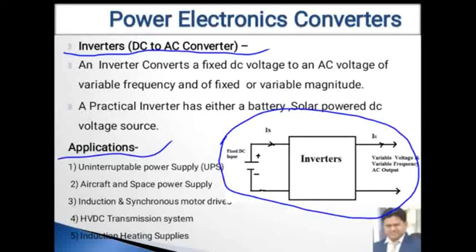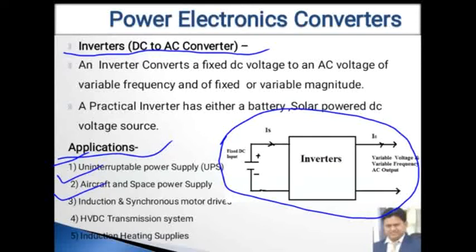Our first application of the inverter is in UPS, that means uninterruptible power supply, for example for a desktop computer. Second one is aircraft and space power supply, so it is also used for the power supply in aircraft and space shuttles. Third one is induction and synchronous motor drives, that means for the speed controlling of AC motors like induction motors and synchronous motor drives.